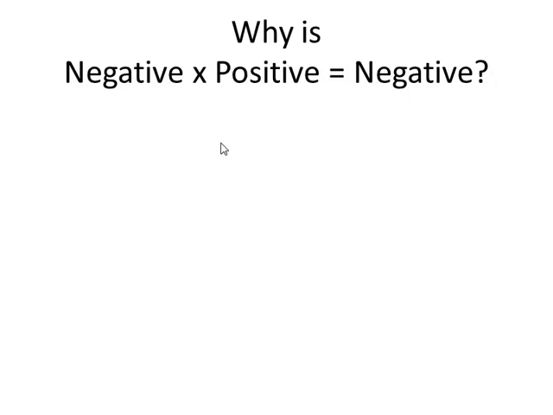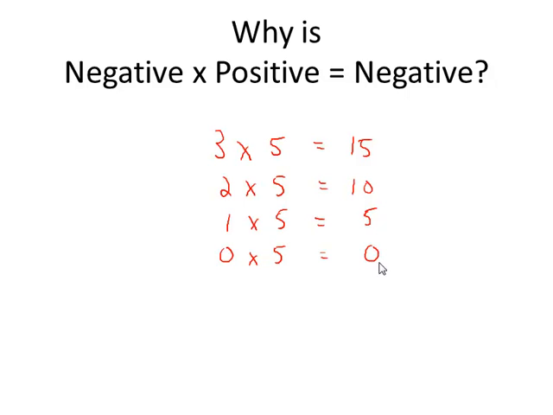Okay. Mathematics is really all about patterns. So let's start with some patterns that we understand. Let's take a look at these four products first. 3 times 5 we know is 15. 2 times 5 is 10. 1 times 5 is 5. And 0 times 5 is 0.